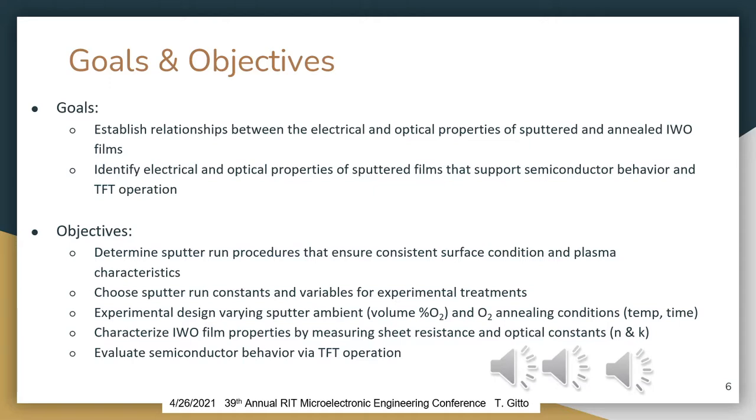Talking about the objectives now, we are trying to determine the sputter run procedures that ensure consistent surface conditions for the plasma and the plasma characteristics. This is extremely important to help prevent the surface poisoning that was brought up in the last slide. This was a problem heavily later on in the research, but we will talk about how that slowly was phased out and how we overcame that challenge and the minds behind how we fixed that.